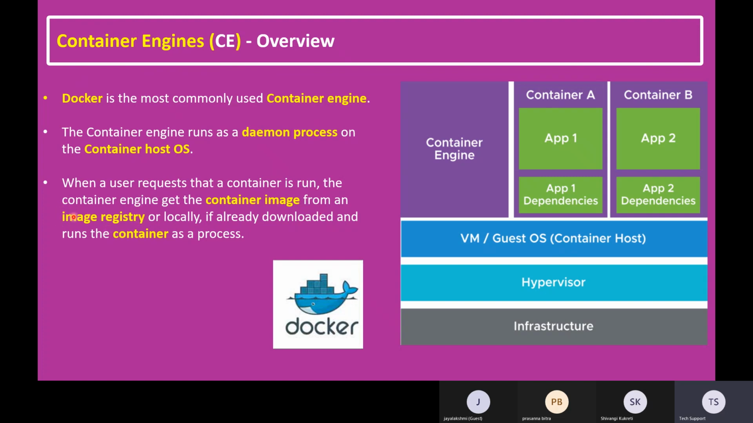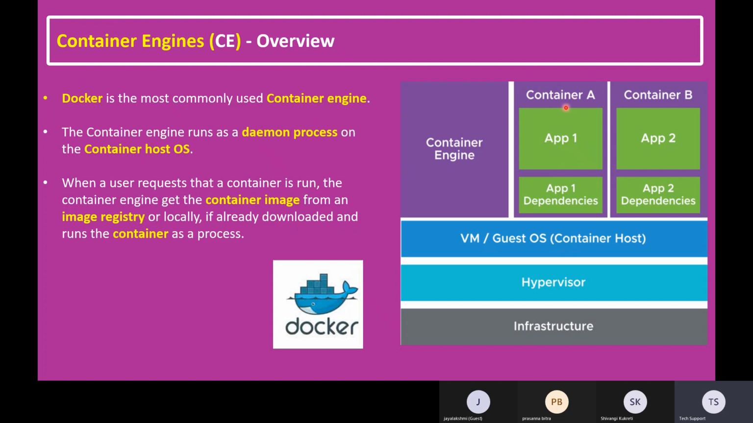For this image registry, we can use either Docker, or you can use Harbor, a third party tool. Or you can register a local one, where you can upload the image from any of the data stores, or upload it to a content library. That means local. And once the image is downloaded, it runs the container as a process, so one process will run here.